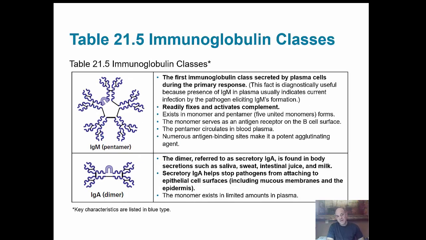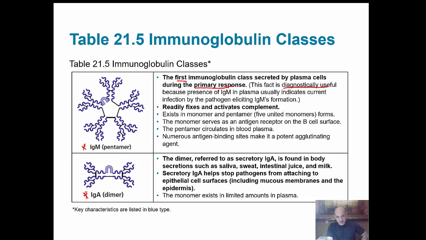There is a table here that helps to illustrate what a pentamer might look like, along with some of the details, and that's true for immunoglobulin M and immunoglobulin A below. Looking at immunoglobulin M, a lot of the information in the table is the same as on the prior slide, but with a little bit more detail. Again, it's the first immunoglobulin class secreted by plasma cells during your primary response, and that makes it diagnostically useful. And it readily fixes and activates complement, as was mentioned.